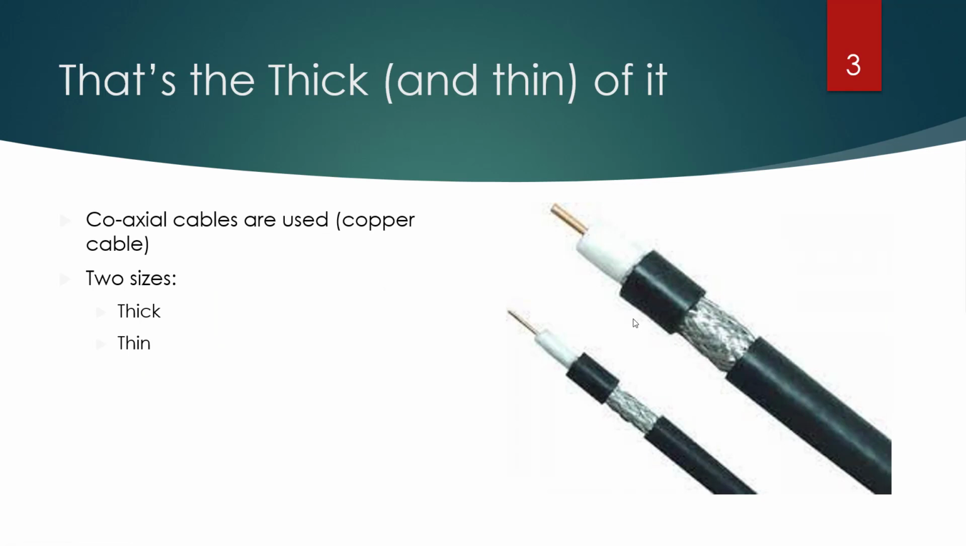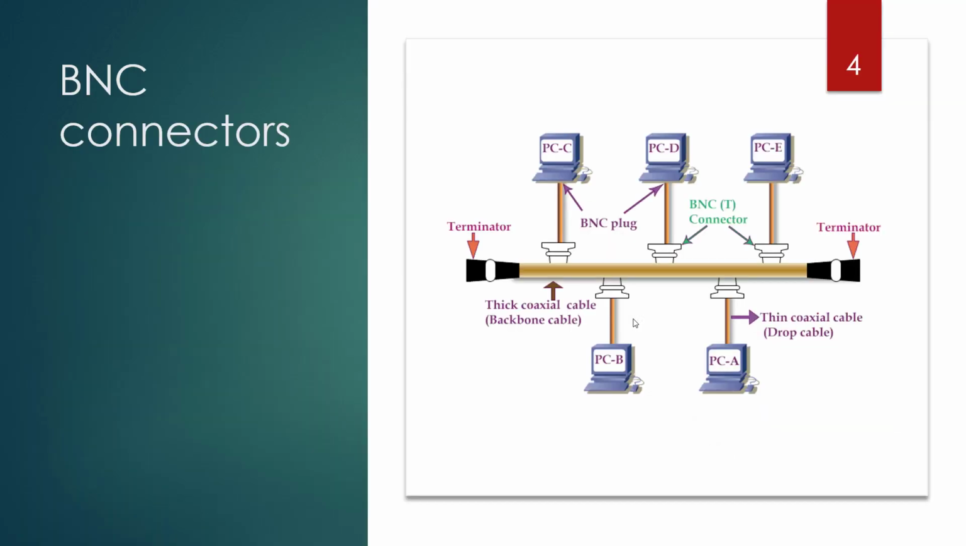The cable that they used in bus topology was the coaxial cable. Coaxial cable was actually a copper cable, which is wrapped inside a plastic sheet, and it is secured by a rubber or plastic black casing, as you can see, right? But there were two sizes, thick size and thin size. So the thick one was the main backbone cable, and then you extend the connections to the computers using the thin cable, as you can see in the diagram, right?